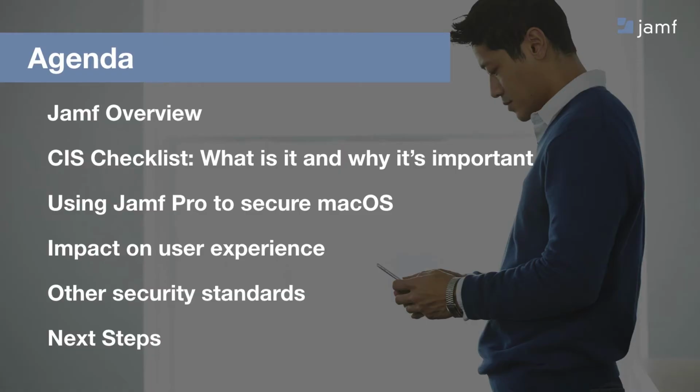Today's agenda, we're going to do just a brief overview of Jamf just to make sure everyone's on the same page. They understand who we are and what we do. Then we're going to dive into what is the CIS checklist and really why is it important for an organization. We'll discuss what it's like to use Jamf Pro to specifically secure different features inside of macOS. We'll discuss the impact on the user experience. And we'll talk about other security standards out there in the industry. And we'll wrap up with some next steps and Q&A.